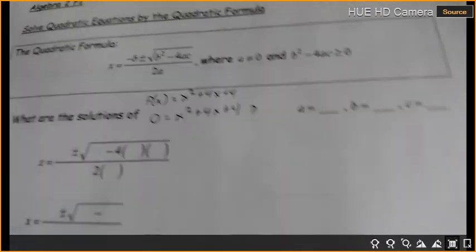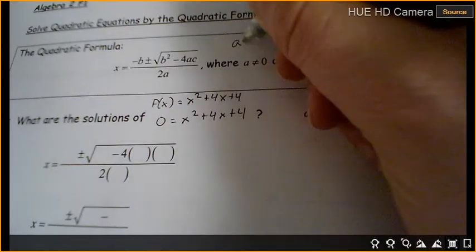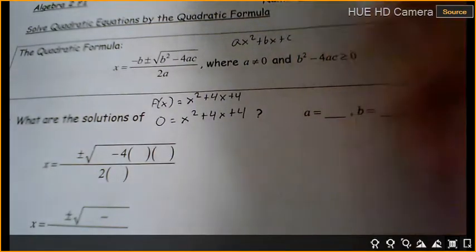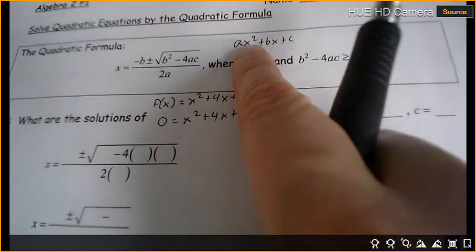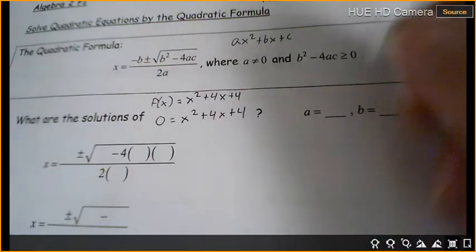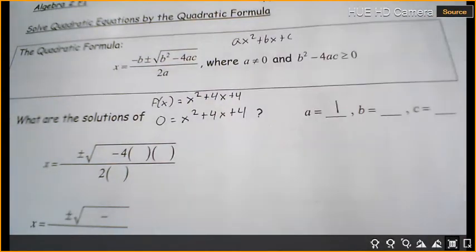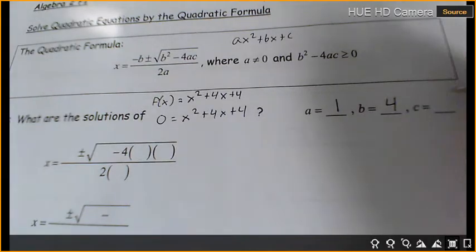Now, this is written as ax squared plus bx plus c, and we've talked a lot about that. That's in standard form, right? So what is my a value for this? Is it 1, 4, or 4? My a value is in front of what? X squared. So what's my a value here? 1. What's my b? 4. And what's my c? Okay.